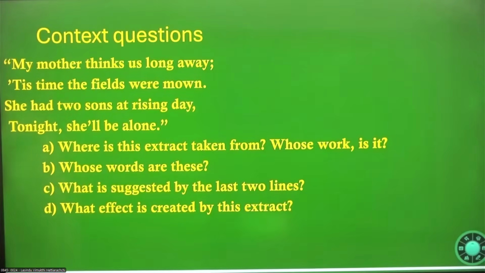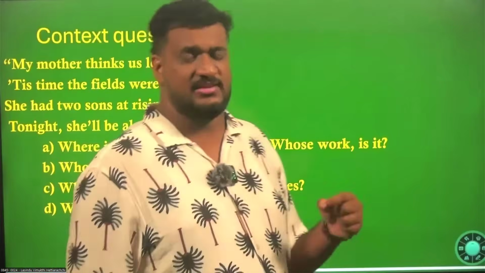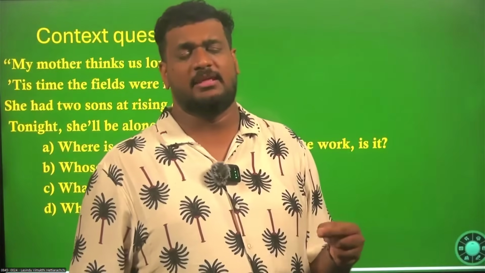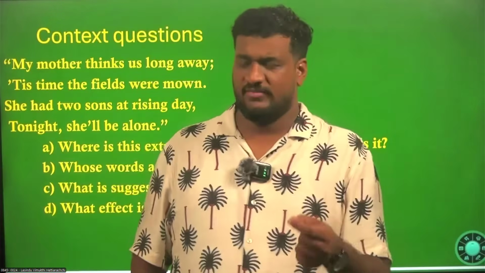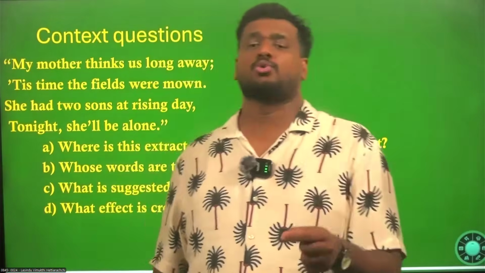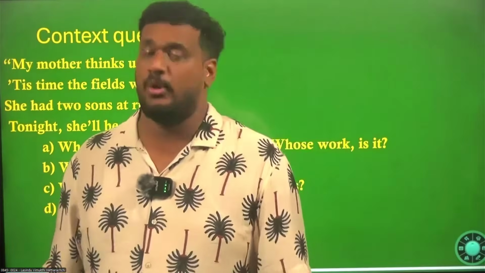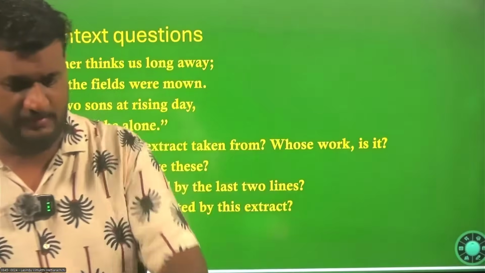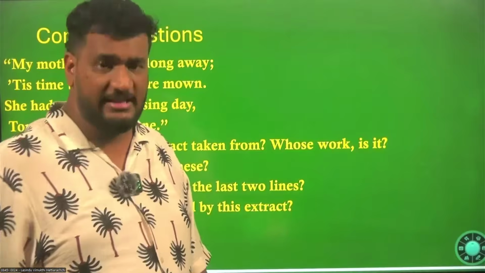So the first question, when it comes to the paper, when it comes to the context questions, definitely your first question will be about the identification. When it comes to O-level examination, first and foremost, you have to identify the poem and the poet. That is a must. Now I am happy most of you have identified. You have sent me your answers. I am happy about that. That is something really good.